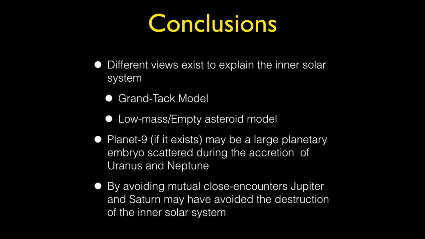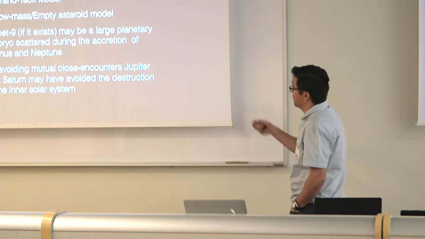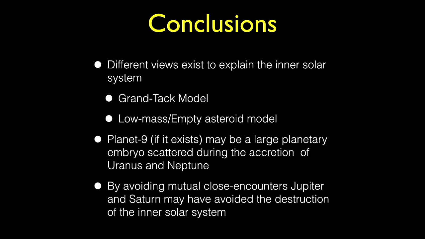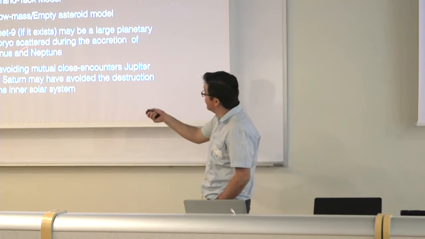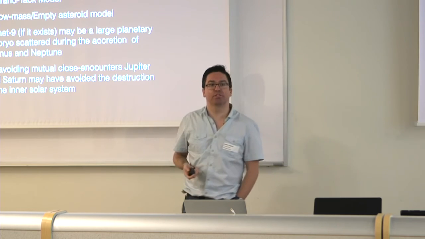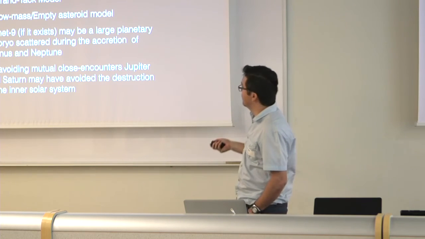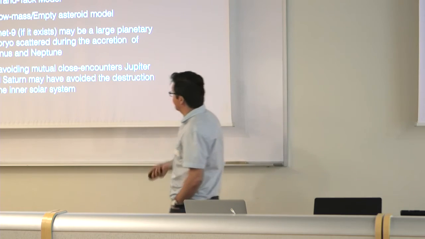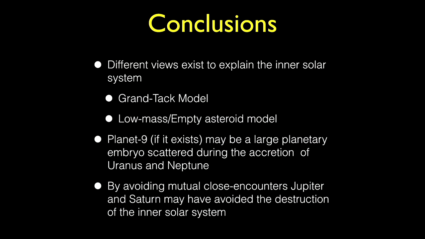To conclude, we have different views to explain the solar system today. We have the Grand Tack and the low mass asteroid belt. We cannot tell yet which model is better, maybe in the future. If Planet 9 exists, it might be a large planetary embryo that got scattered during the accretion of the ice giants in the solar system. By avoiding multiple close encounters, Jupiter and Saturn may have avoided the destruction of the inner solar system. That's where I stop.